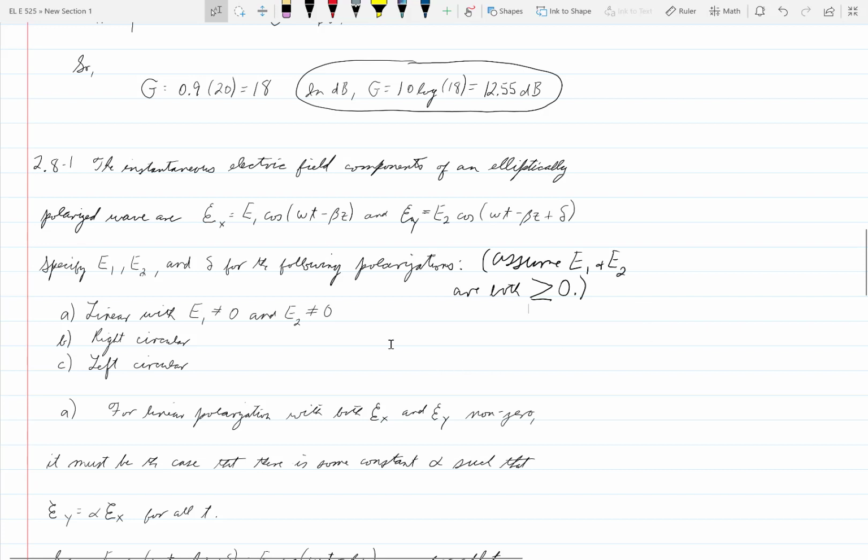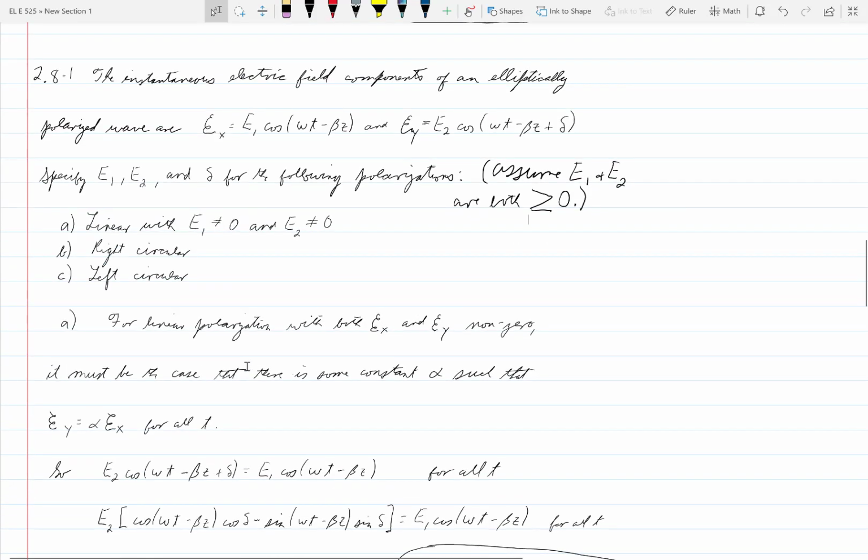So we want to consider three cases. A is linear polarization with E1 and E2 both non-zero, B is right circular polarization, and C is left circular polarization. We do A first. The reason we're specifying in A that E1 and E2 are both non-zero is that you can have linear polarization where one of those is equal to 0.